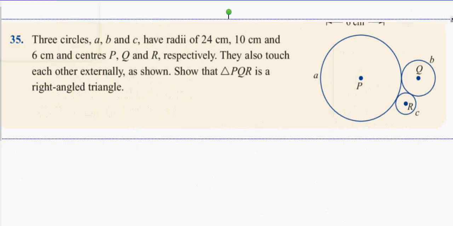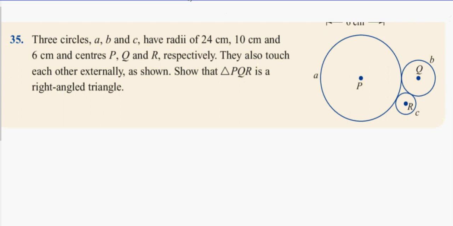Alright. 3 circles A, B and C have radii 24, 10 and 6 respectively. They also touch each other externally as shown. Show that PQR is a right angled triangle. Right angled triangles have to obey Pythagoras' theorem. Agreed? Yes. If Pythagoras' theorem doesn't balance, it's not a right angled triangle.